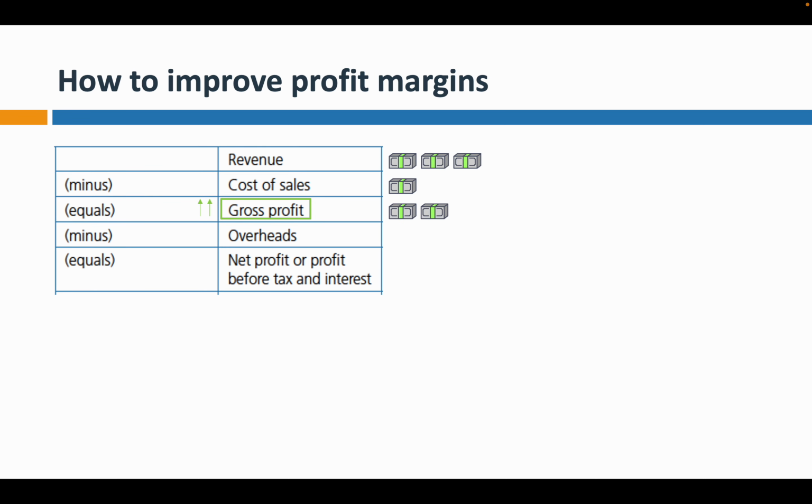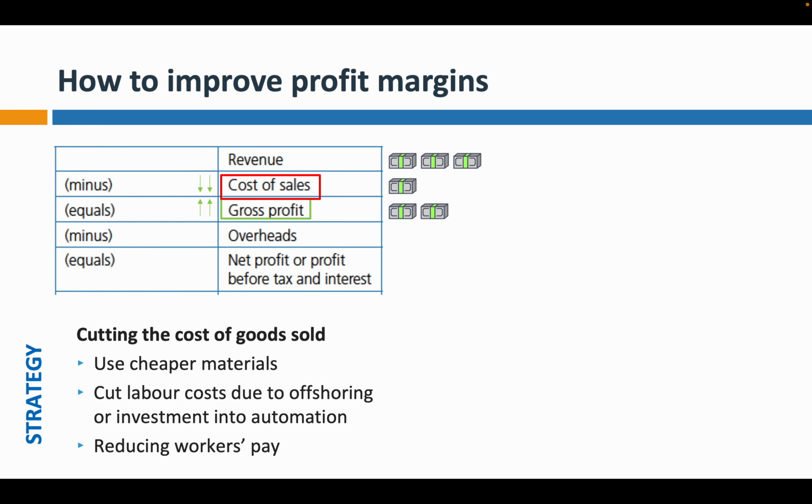So one way is to actually decrease the cost of sales. Let's say that instead of deducting $1, for simplification, I'm going to deduct $0. Then obviously my gross profit is going to increase. So how can we decrease our cost of sales, our cost of goods sold? Now, the strategy would be called cutting the cost of goods sold.